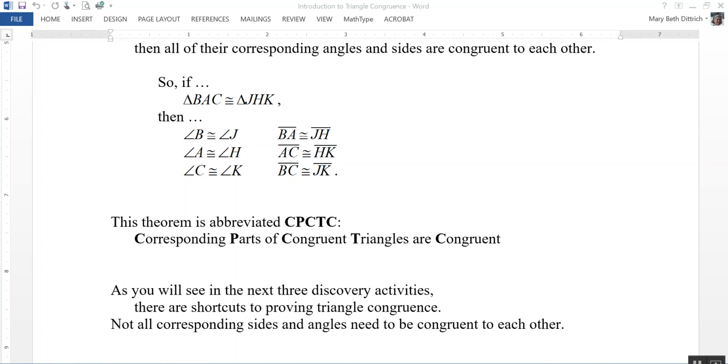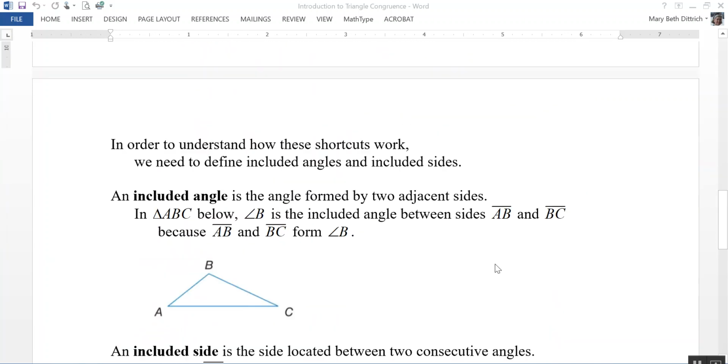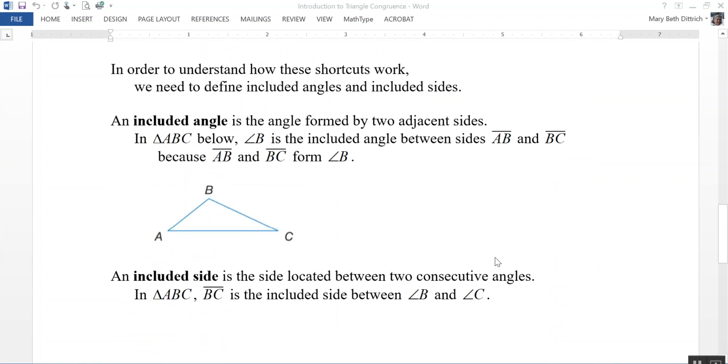Now, as you will see in the next three discovery activities, there are shortcuts to proving triangle congruence. Not all corresponding sides and all corresponding angles need to be shown to be congruent to each other. But in order to understand how these shortcuts work, I need to define a couple terms first. That includes the term included angle and included side.